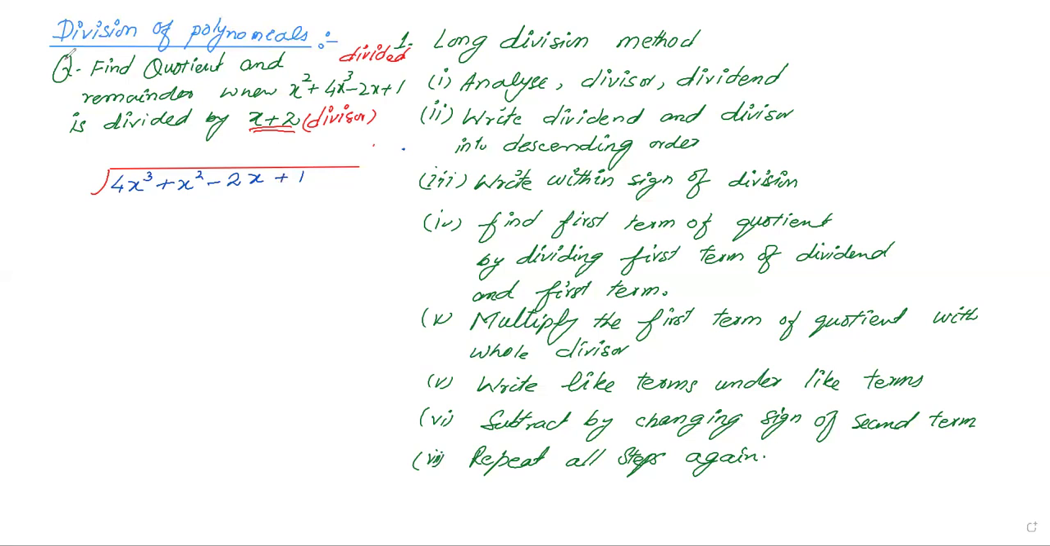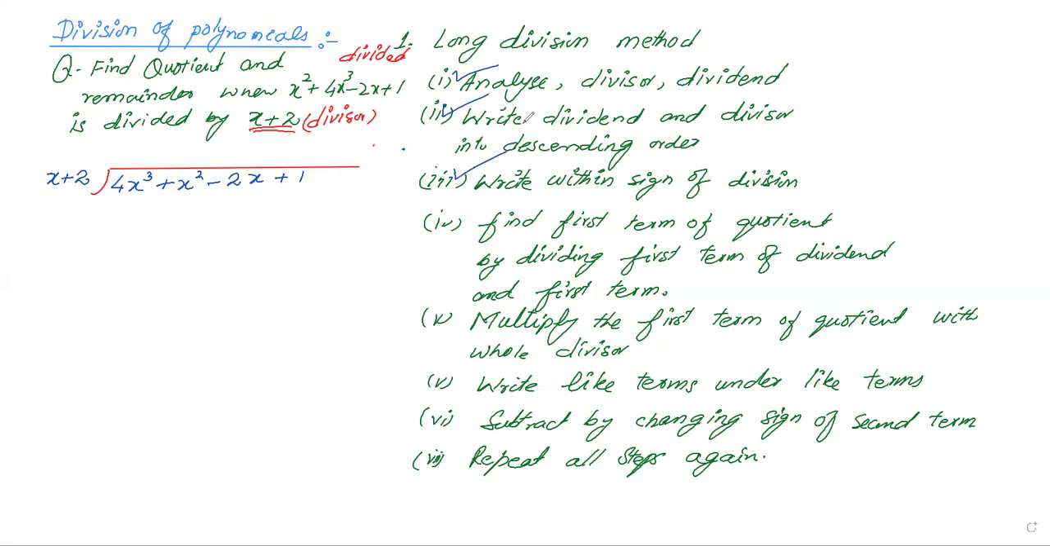Now you have to divide by the divisor, and you have to write the divisor as it is, in descending order. So you have to write the divisor over here, x plus 2. So the second step is to write the dividend and divisor in descending order with the sign of division. So the first three steps I have solved: the first one, the second one, the third.